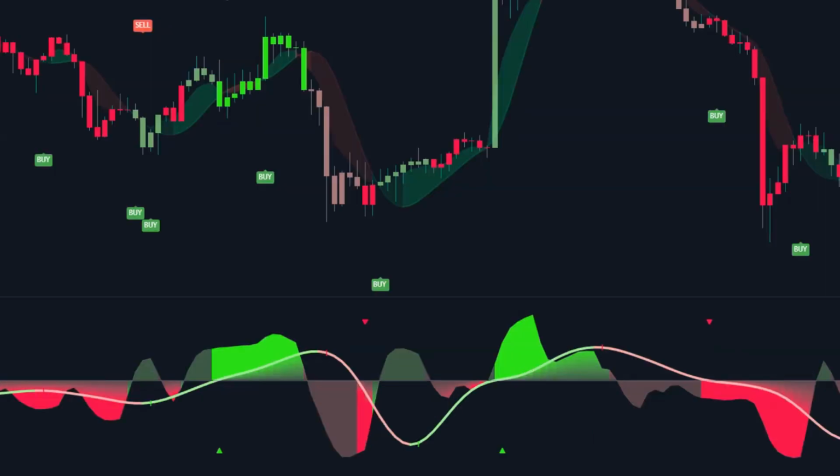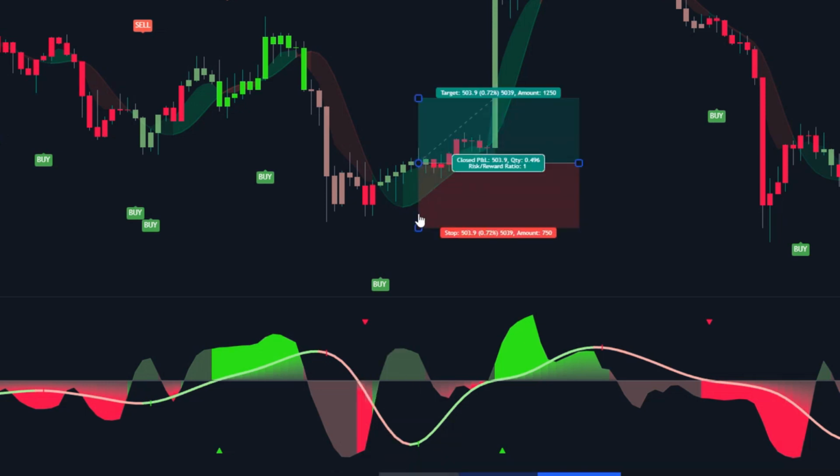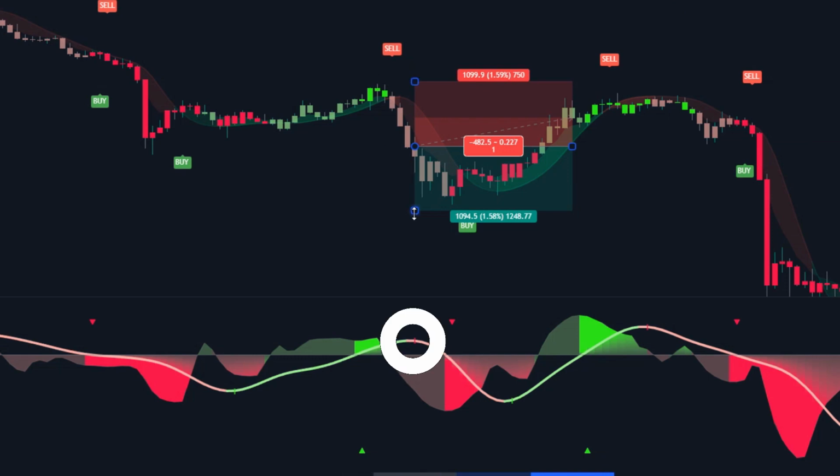Now, let's talk strategy. For a buy entry, we're first looking for a buy signal and then wait for the signal line and histogram to turn green. Once confirmed, enter the trade, set your stop loss at the recent swing low, and target a 1.5 risk to reward ratio. And remember, the same applies for a sell entry.